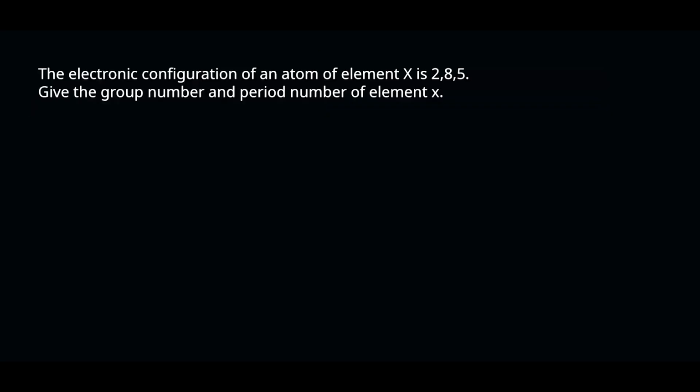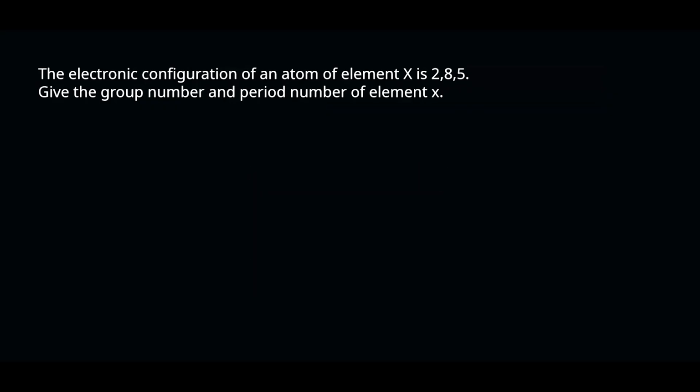So this is like a question for the day. So we're gonna be working out this question together. The question reads: the electronic configuration of an atom of element X is 2, 8, 5. Give the group number and the period number of element X. So based on the knowledge that we have garnered so far from our sessions, we're gonna be using that to work out the question. So let's go.